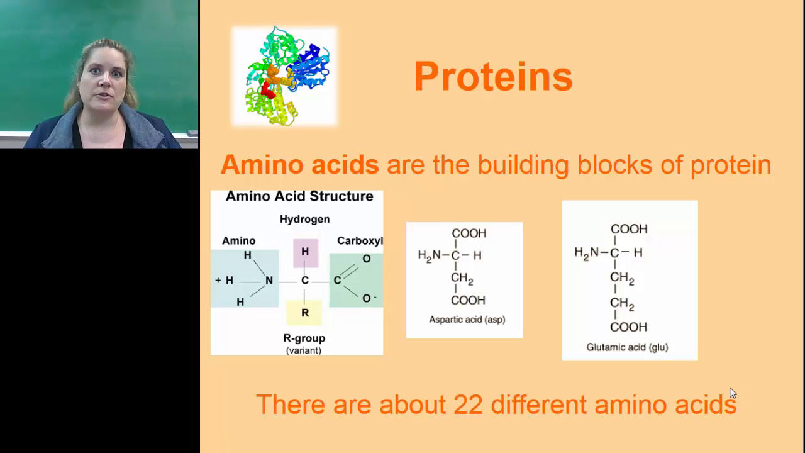There are about 22 different amino acids, and I say about because it depends on who you ask, and it depends on what state you're talking about. If you're talking about ones that you can find just floating around in nature, that's one number. If you're talking about ones that you can eat and your body can use the way they are, that's another one. If you're talking about ones that your body creates once it has eaten other ones, that's a different number. But about 22 amino acids.